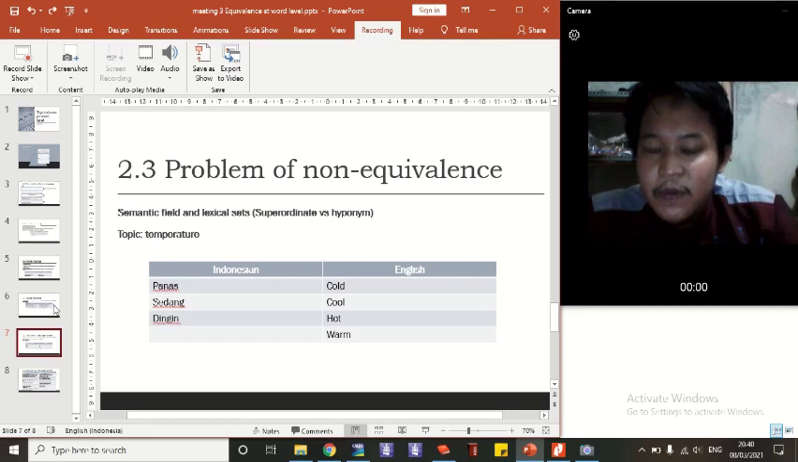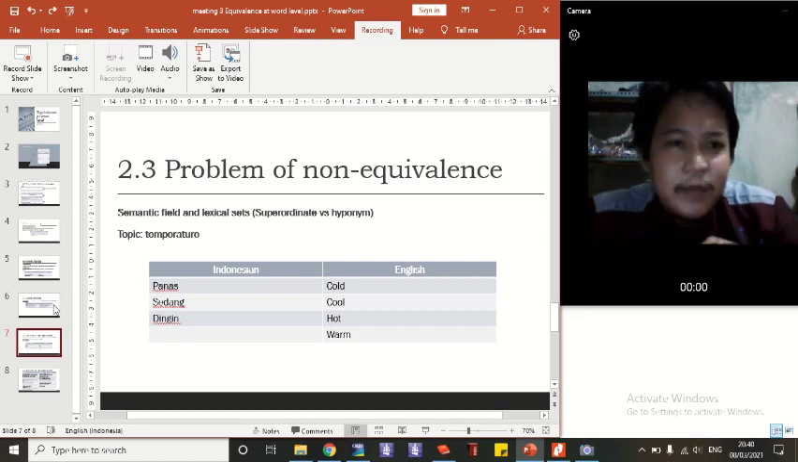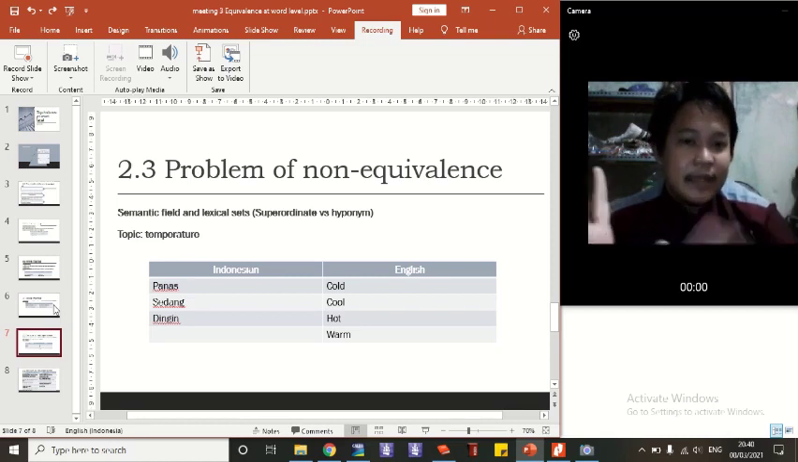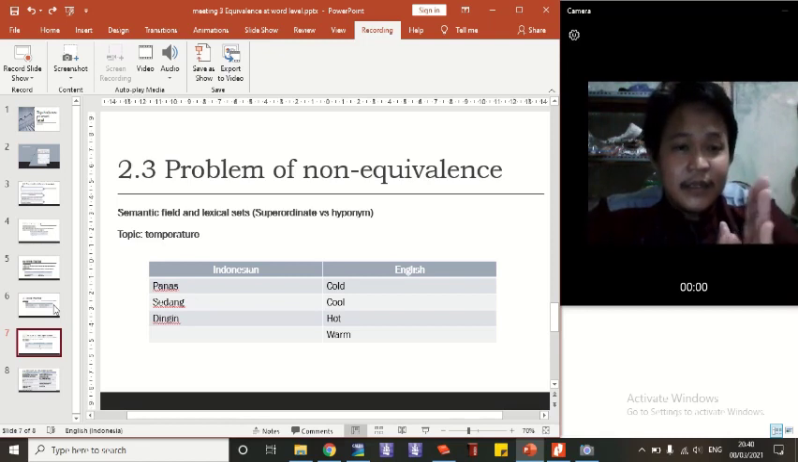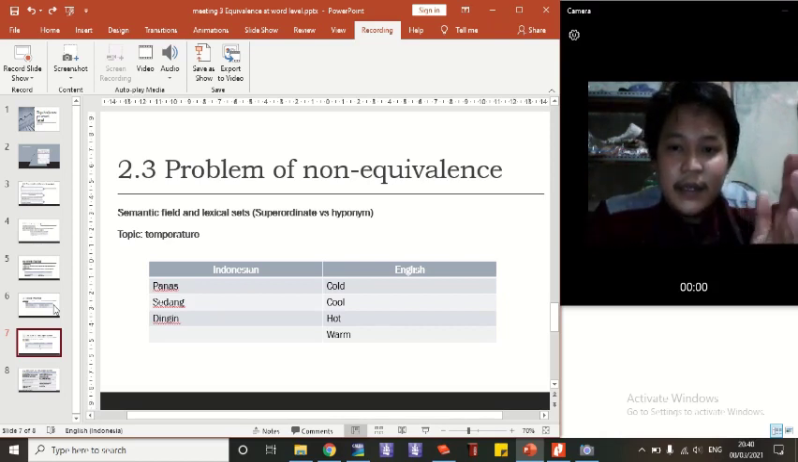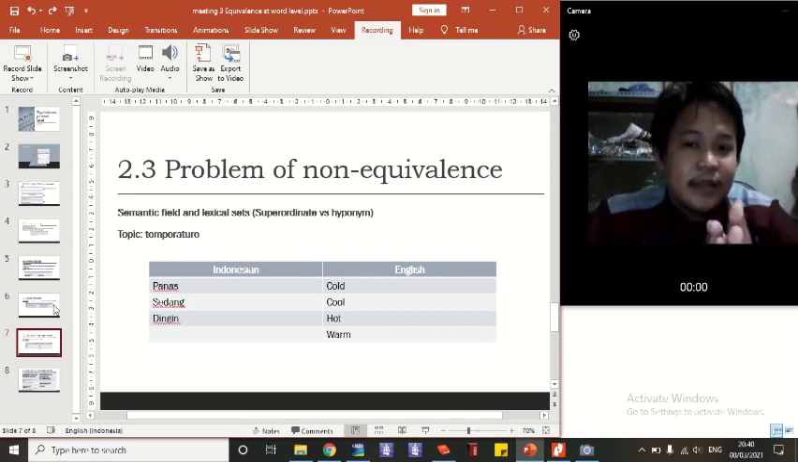Next is problem of non-equivalence. The first one is semantic field and lexical sets. It deals with superordinate versus hyponym. This is the general issue of non-equivalence. Superordinate is, say we have a tree. It has a trunk. From one trunk can have many branches. That's what is so-called the hyponym, and the trunk is the superordinate.